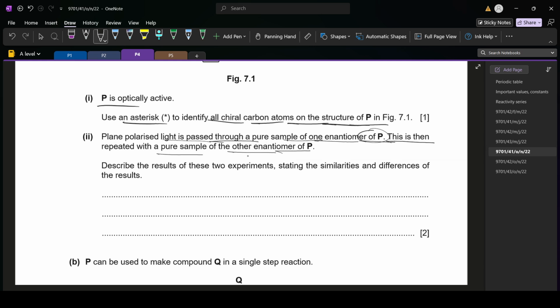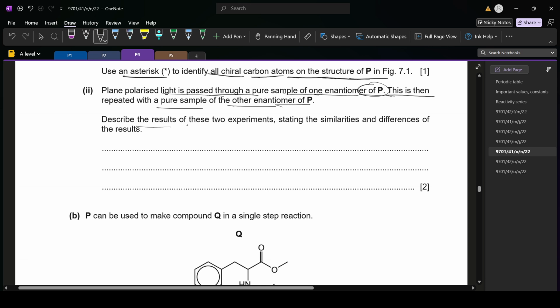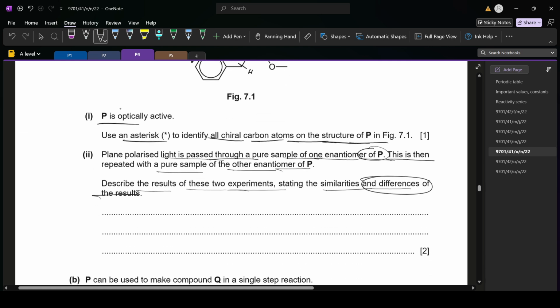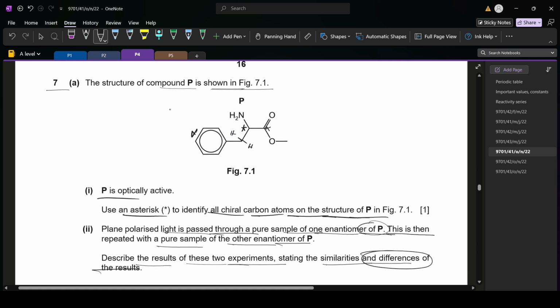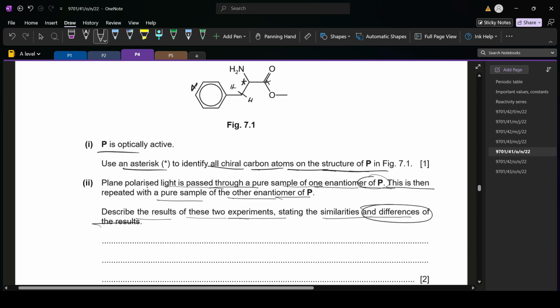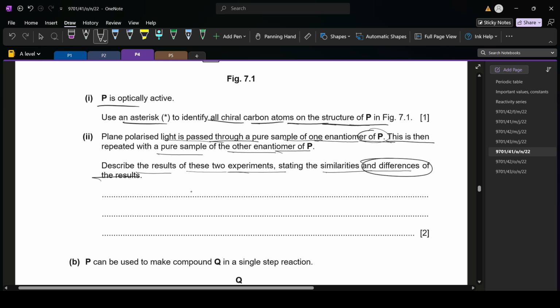Enantiomers are actually mirror images of each other. Describe the results of these two experiments, stating the similarities and differences of these results. So optical isomers rotate the plane of polarized light by the same angle, but in opposite directions. Okay, so what will be the similarities?